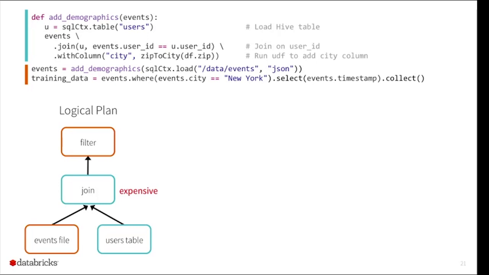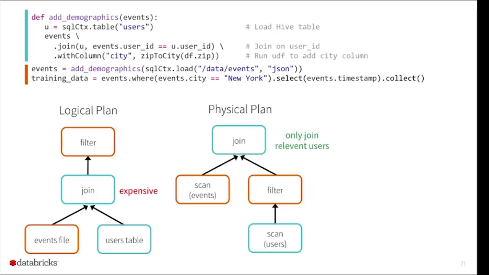So I'm wasting a lot of time on data that I'm just going to throw away. Because we understand the logical structure here, Spark SQL can push that filter down beneath the join, only join on the relevant users, and you'll end up running your program quite a bit faster, even though the author of this function never thought about filtering.